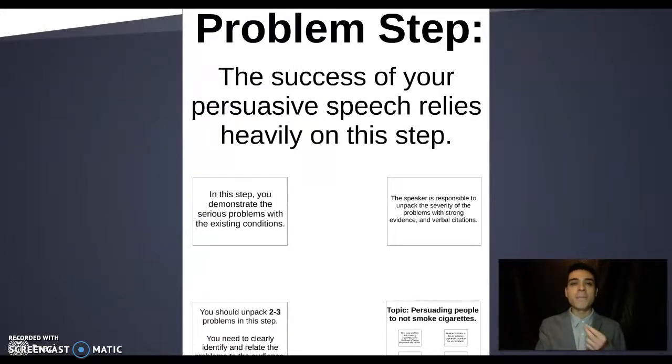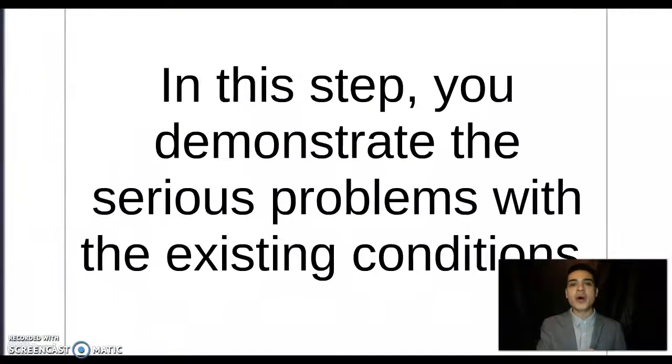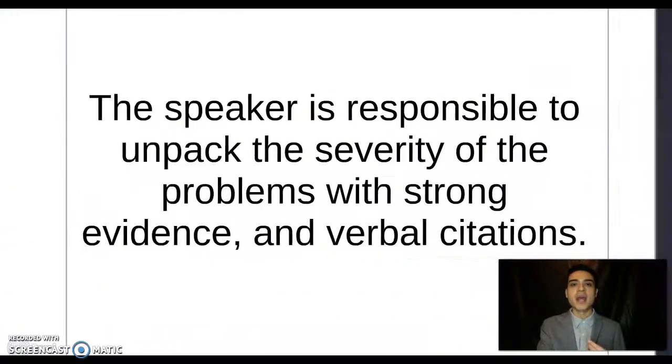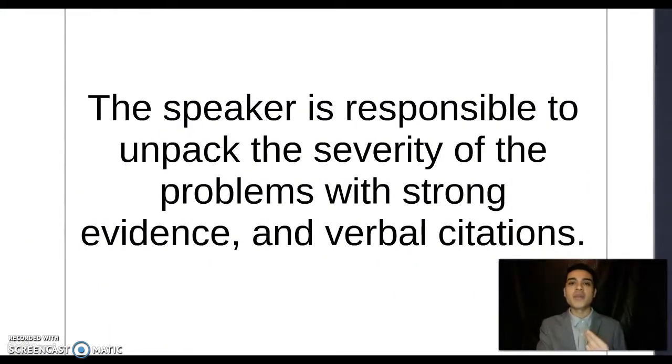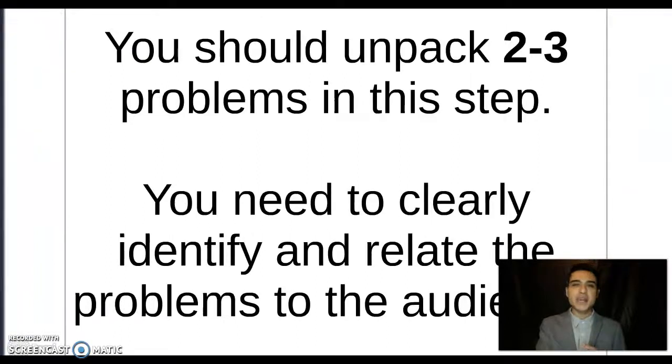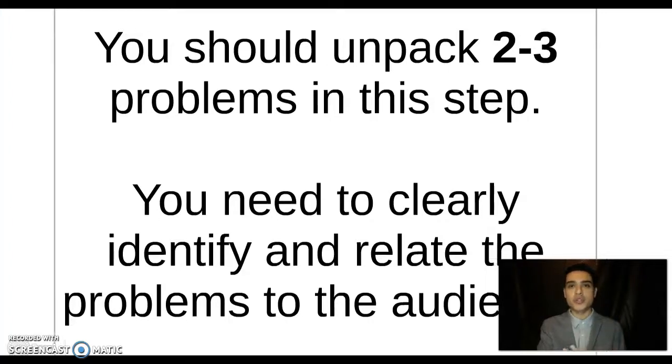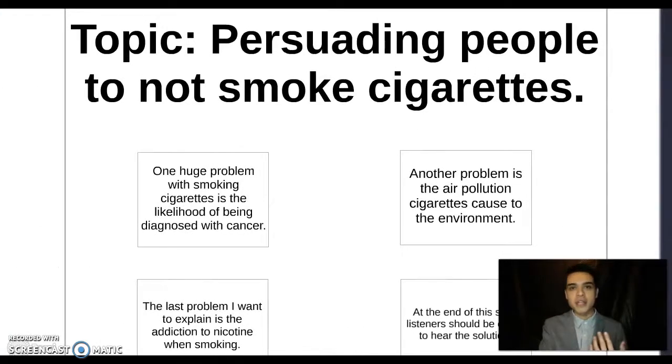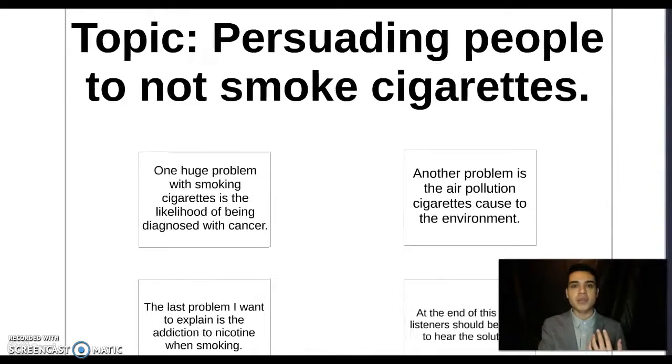And the biggest, most crucial part of Monroe's relies on the problem step. Here you are responsible to demonstrate the serious problems existing, and you're responsible to also unpack and explain the severity of these problems with strong evidence and verbal citations. I expect you to unpack about 2 to 3 problems in this step, and you need to clearly identify those problems to your audience. So let's go back to the example of persuading people to not smoke cigarettes.